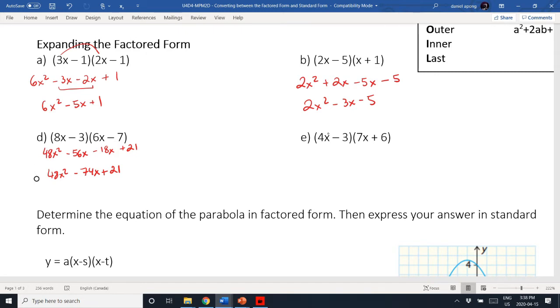Okay, and let's do this next one over here. We have 4x times 7x. It's going to be 28x squared. 4x times 6, which is plus 24x. Negative 3 times 7x, that's negative 21x. And negative 3 times positive 6, that's negative 18. And now we're going to add these two like terms together. So we'll have 28x squared, plus 3x, and negative 18 over here.